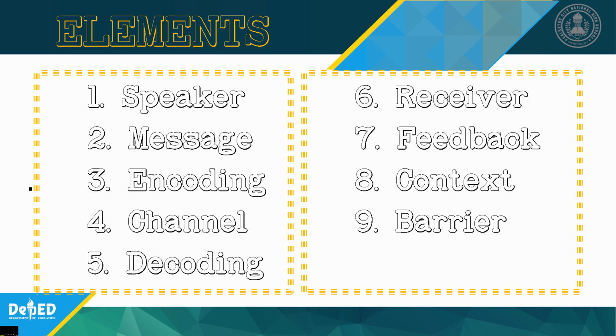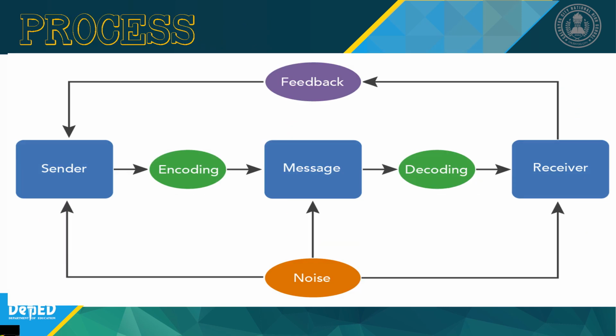Receiver. It is the recipient of the message, or someone who decodes the message. Feedback. These are the reactions, responses, or information provided by the receiver. Context. It is the environment where communication takes place. Barrier. These are the factors that affect the flow of communication. There are different kinds of barrier. We have emotional barriers, use of jargon, lack of confidence, and noisy environment.